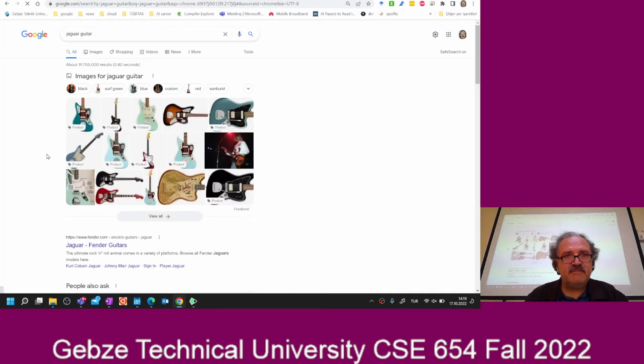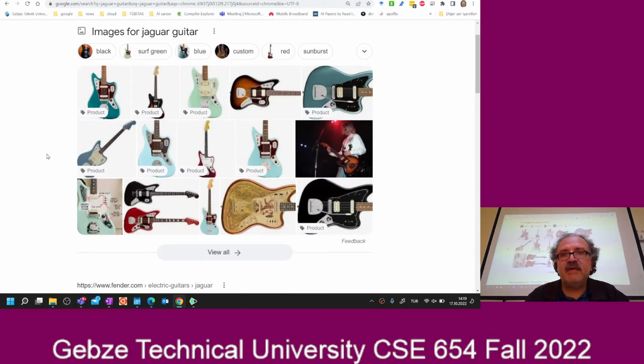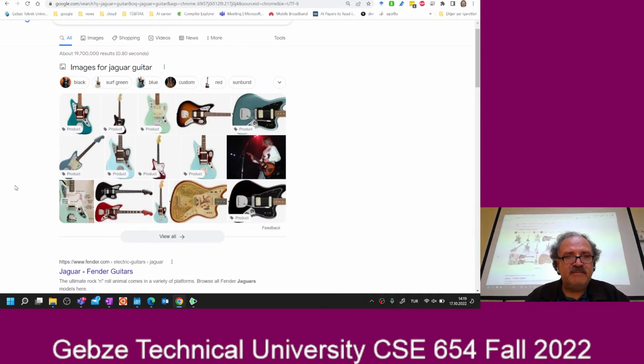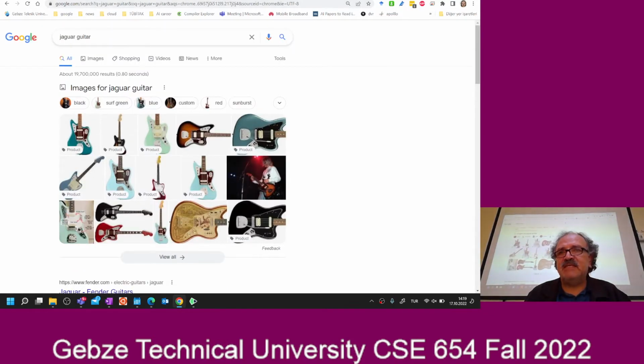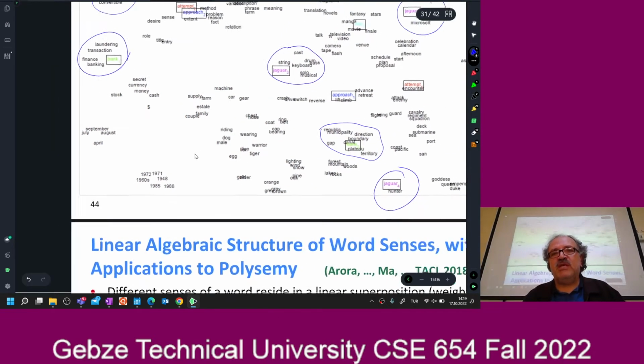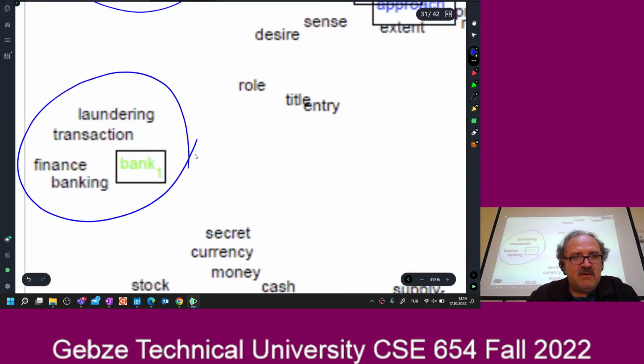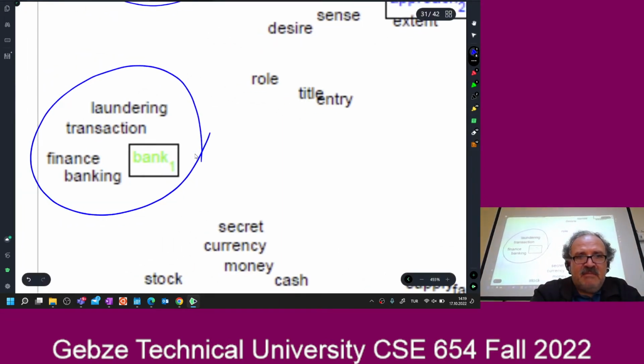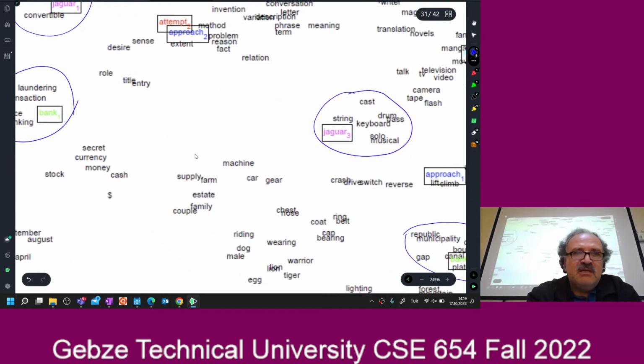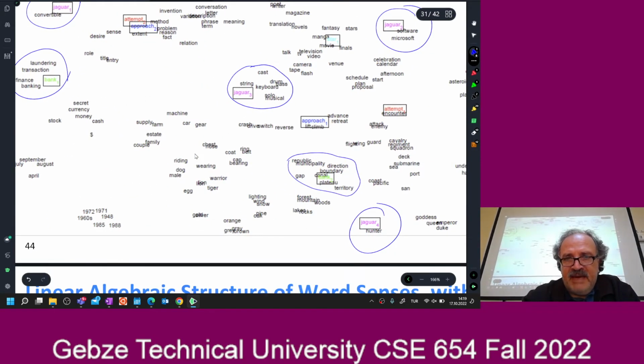Is it a brand name? Yeah, so Jaguar is a brand name for an electric guitar, I guess. It's a brand name for a car too. And Jaguar software must be something else. So it doesn't make any sense to give Jaguar a single word vector, right? If I use Jaguar in different meanings, then they should have their own vectors. Or bank, right? This is banking, finance, transaction. These are about the financial banks.